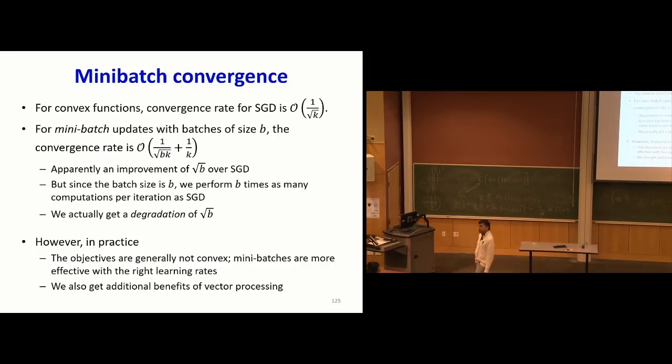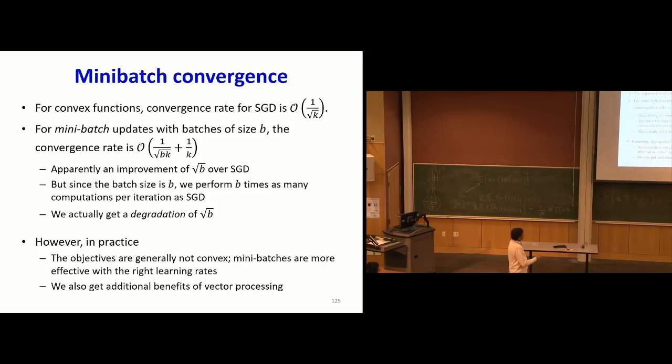So if you actually go through the math, here's what happens. For mini batch updates with the batches of size b, the convergence rate is 1 over square root of bk. So this looks like it's actually converging faster because the batch is larger, right? But then in any given size of training set, I'm going to get 1 over b fewer updates because I'm batching my data in sets of b.